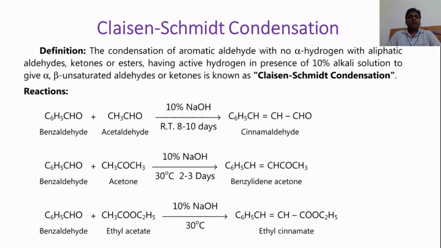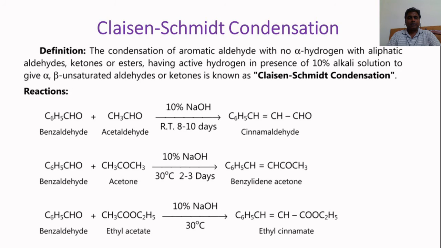So the final product for Claisen-Schmidt condensation, just like aldol condensation, is an alpha beta unsaturated aldehyde. Now since this is a condensation reaction, one molecule of water will be a byproduct along with the alpha beta unsaturated aldehyde. Now I have given in these slides three examples in which, in the first example, benzaldehyde condenses with acetaldehyde in the presence of 10% sodium hydroxide to give an alpha beta unsaturated aldehyde, in this case cinnamaldehyde.